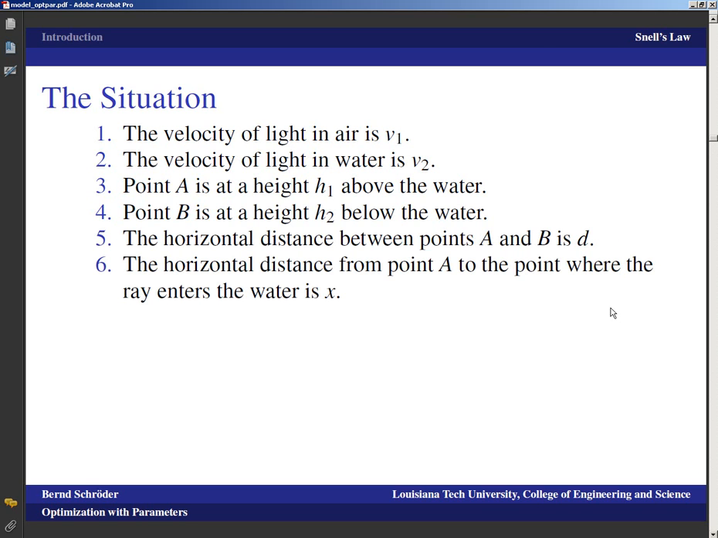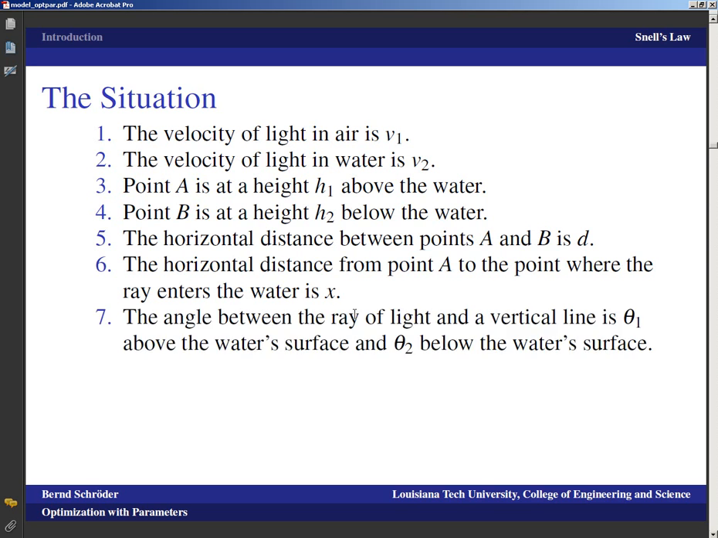The horizontal distance between points A and B, we don't know that either, so we call it D. The horizontal distance from point A to the point where the ray enters the water, which is the point that we don't really know, that distance is x. And the angle between the ray of light and the vertical line is θ1 above the water surface and θ2 below the water surface. So look at this. We've got 1, 2, 3, 4, 5, 6, 7, 8 unknown quantities here. That's certainly working with parameters. As far as I can tell, that seems like a complicated problem to me, and yet we will be able to get it done.